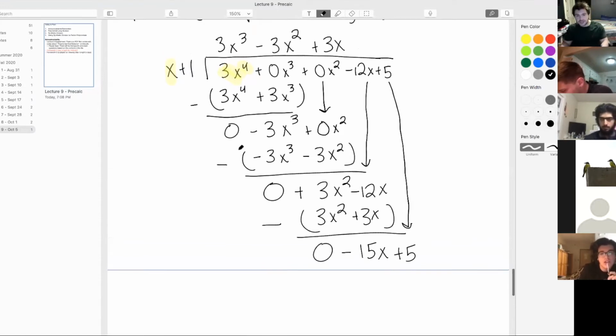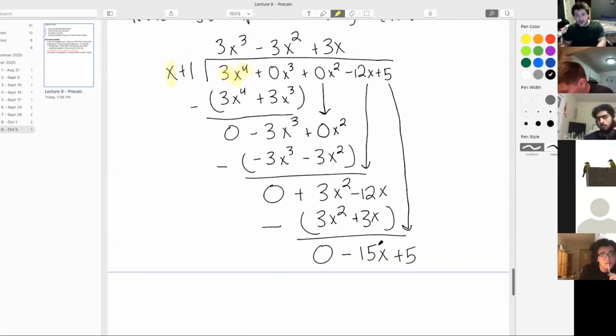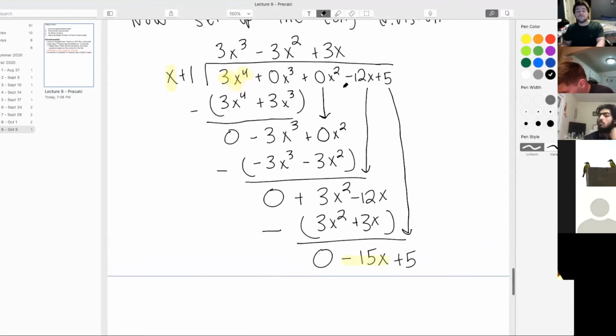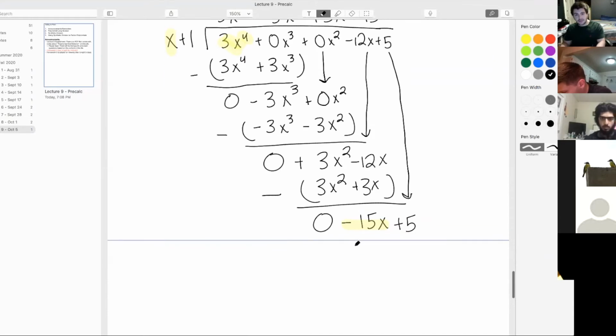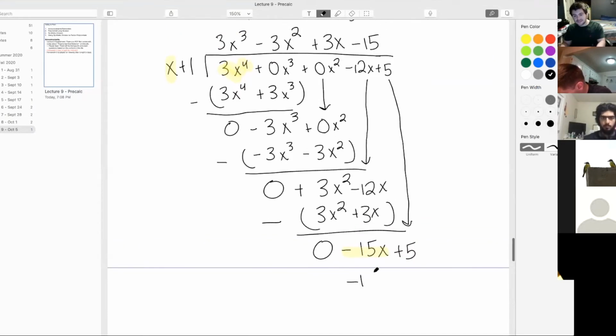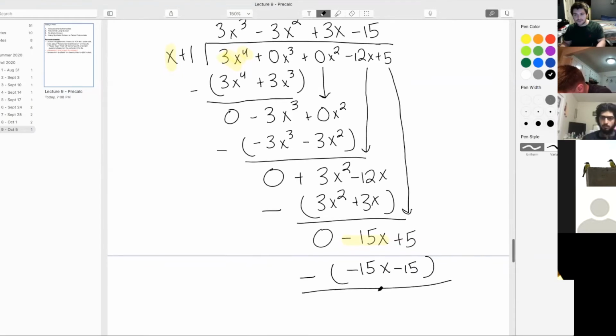Okay, last one. x multiplied by what is negative 15x? That will be just negative 15. Okay, x multiplied by negative 15 will give me negative 15x. And now just multiply each term of x plus 1 by that. So x multiplied by negative 15 is negative 15x, and 1 multiplied by negative 15 is negative 15. Okay, subtract, put that in parentheses.